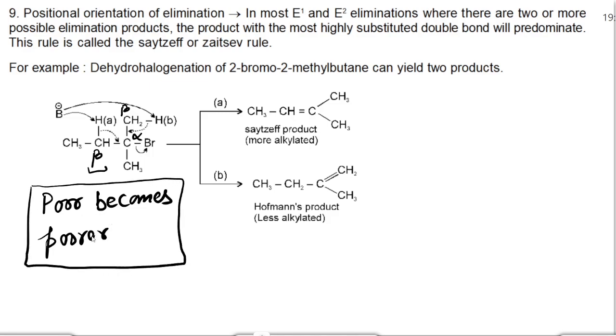Means the one which has lesser number of hydrogens, that is decreased, and that leads to the formation of more alkylated alkene. And if less alkylated alkene is formed, that is called Hofmann's product, and most probably this one is the major product. There are some conditions where Hofmann product is dominating, but Hofmann elimination is not in our syllabus. So whenever the product is formed, that is by Saytzeff rule only.